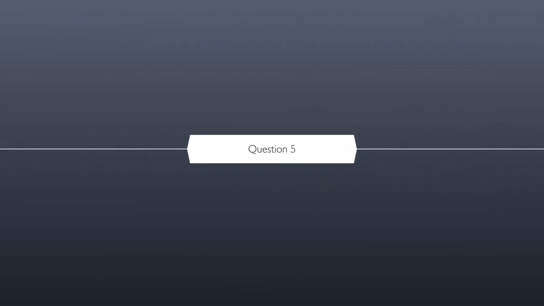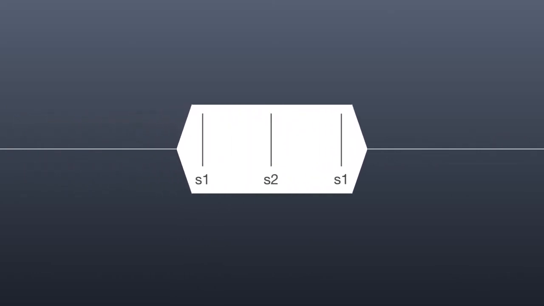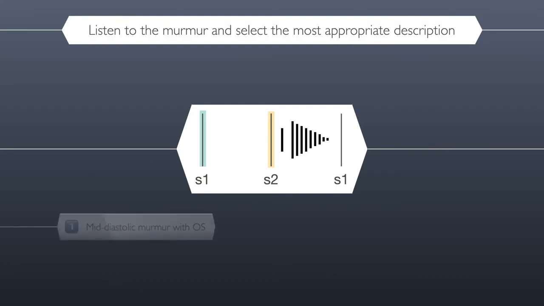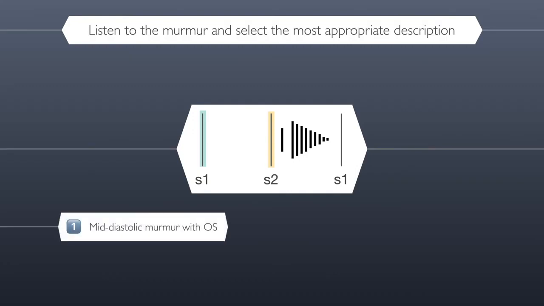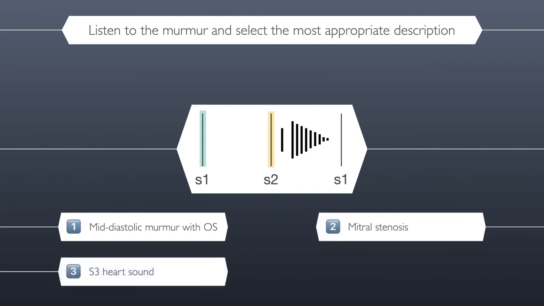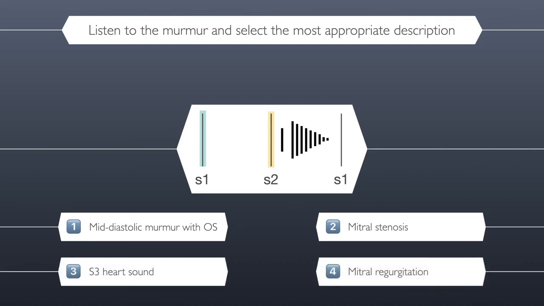Question 5. Listen to the following murmur and select the most appropriate description. So what is the most appropriate description for this murmur? Is it mid-diastolic murmur with an opening snap, mitral stenosis, the S3 heart sound, or mitral regurgitation?